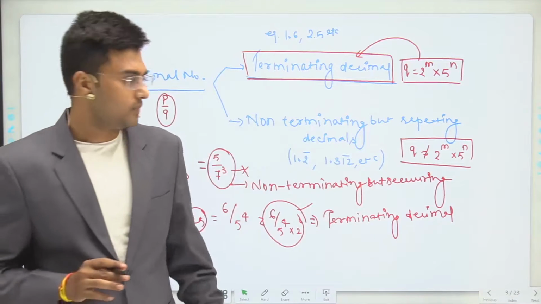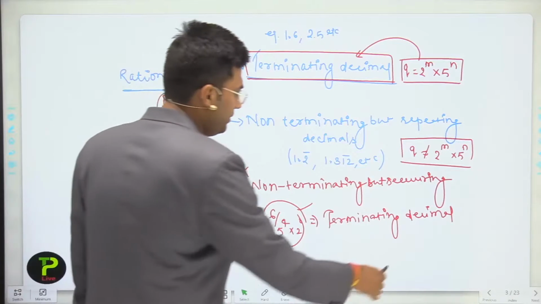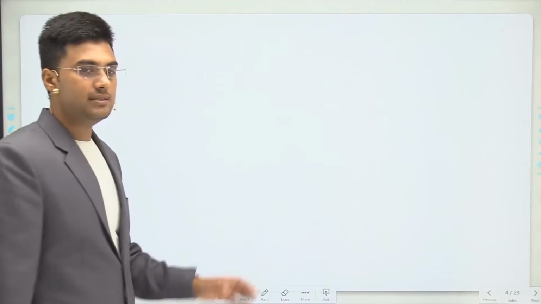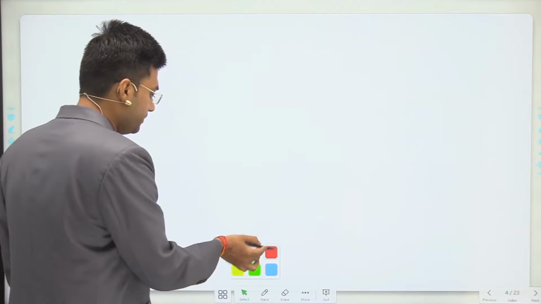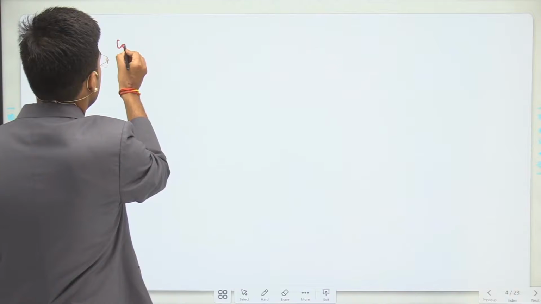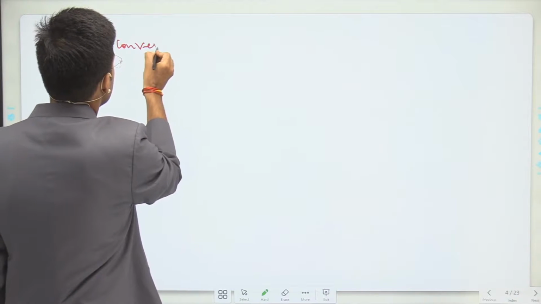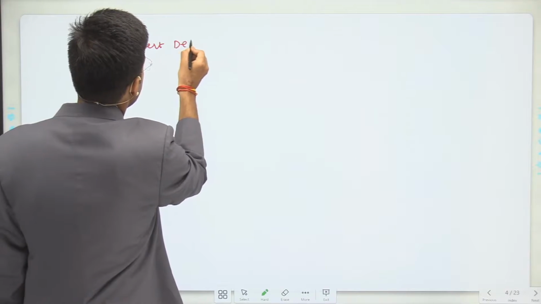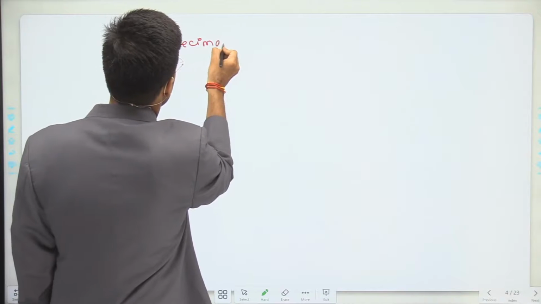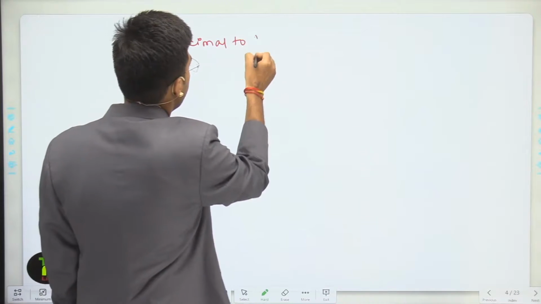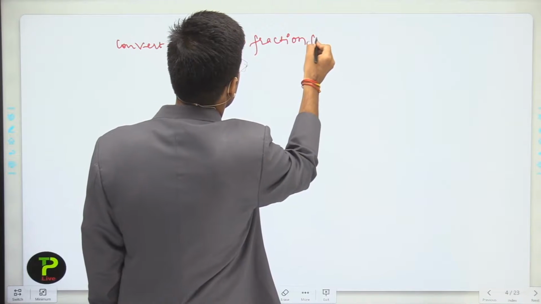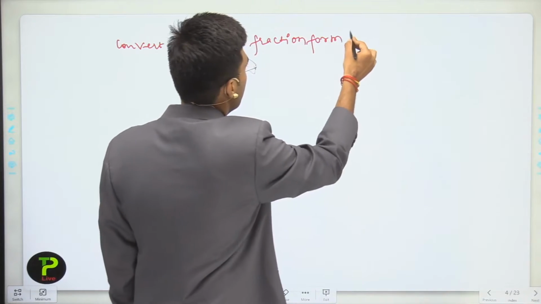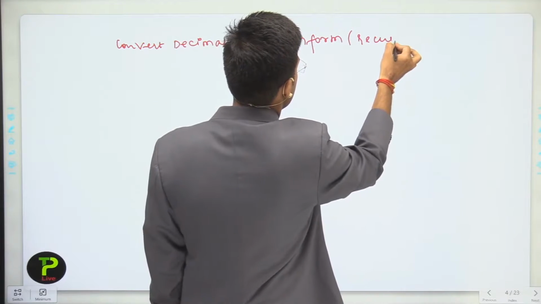Clear? Now come to the next point. After this, the very important topic is how to convert decimal to fraction form for recurring decimals.